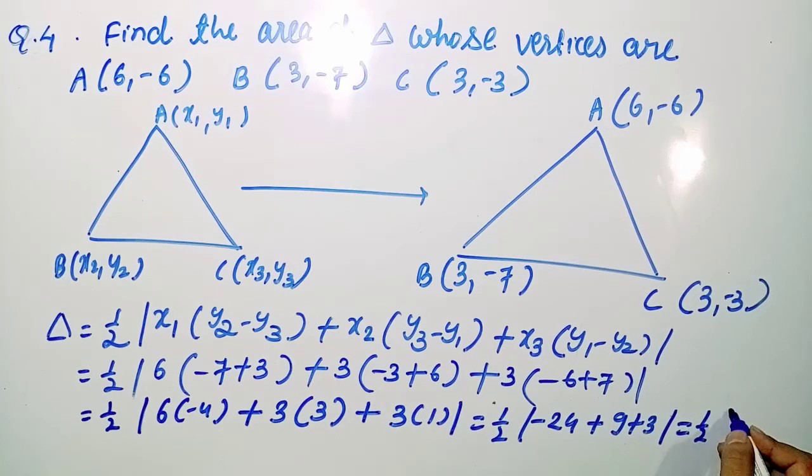So 1 by 2 modulus, so we are getting 12. So 12 will be cancelled by 2, 6. So the area of the triangle is 6.